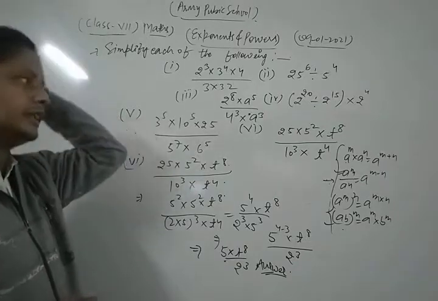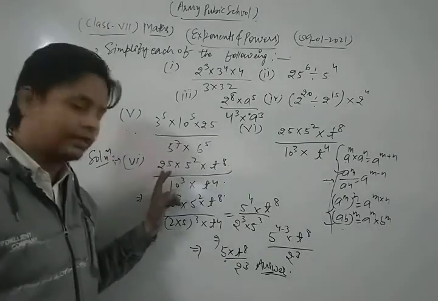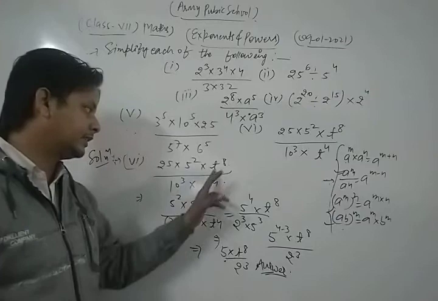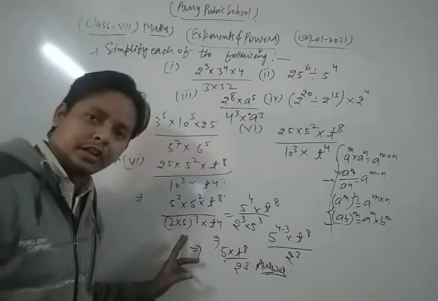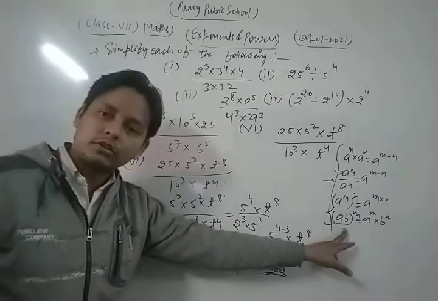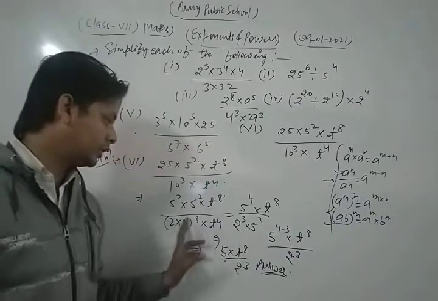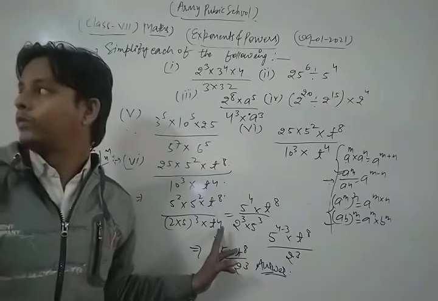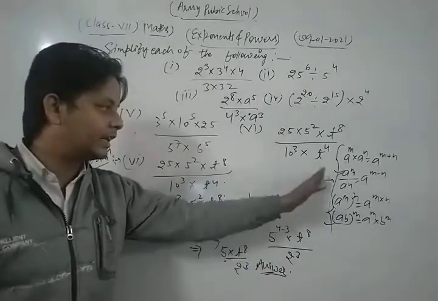Okay. Let's see once more. First of all, we write 25 as 5 square and write the rest as it is. And 10 we can write as 2 into 5. We split that, and here we apply that concept. So we get 2 power 3 into 5 power 3 into t power 4. Now after that we apply the laws of exponents.